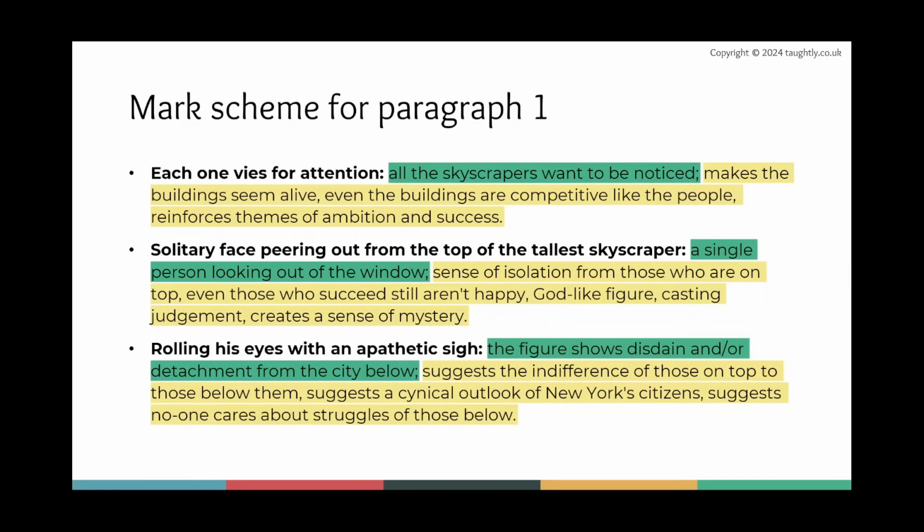Image, rolling his eyes with an apathetic sigh, meaning the figure shows disdain and or detachment from the city below. Effect, suggests indifference from those on top to those below them. So the people who are winning in the American dream really don't care about those beneath them. Suggests a cynical outlook of New York citizens, suggests that no one cares about the struggles of those below.